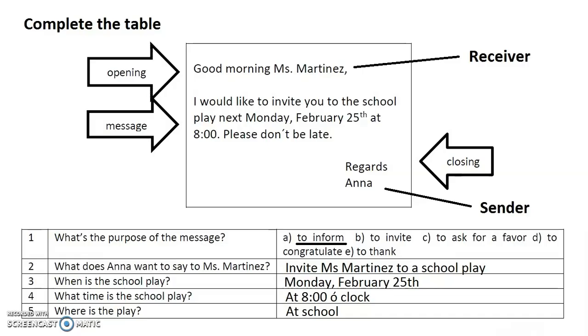By now, you should have finished this one. And this is the answer for the first one. Number 1, what is the purpose of the message? To inform. Number 2, what does Anna want to say to Miss Martinez? She wants to invite her to a school play. When is the school play? On Monday, February 25th. What time is the school play? At 8 o'clock. And where is the play? At school. If you did that, you did it great.